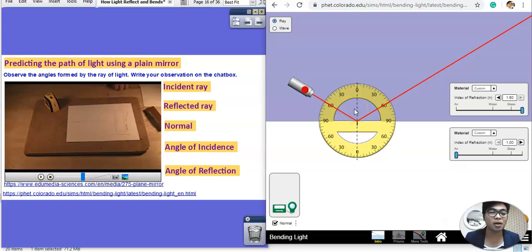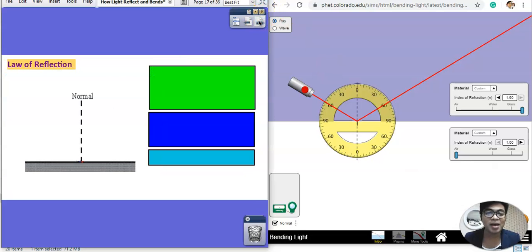So let's try to see also what happens to the angle which is formed by the reflected ray. Again, this is a reflected ray, and look at the angle. What can you say about the angle? Is it equal or not? So it speaks about the law of reflection.